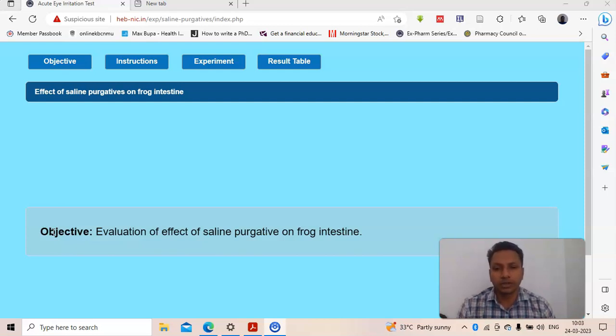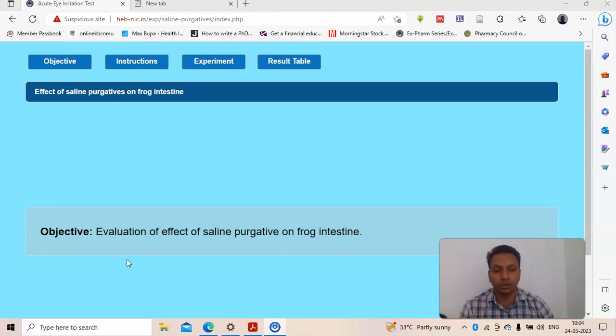So, welcome students. Today we are going to learn and see the next experiment in our Pharmacology 3, semester 6B Pharmacy. Here we are going to learn the evaluation of effect of saline purgatives on frog intestine. So we are going to learn the saline purgative action of our drugs on the frog intestine. By using this, we are going to see this demonstration of saline purgative drugs.